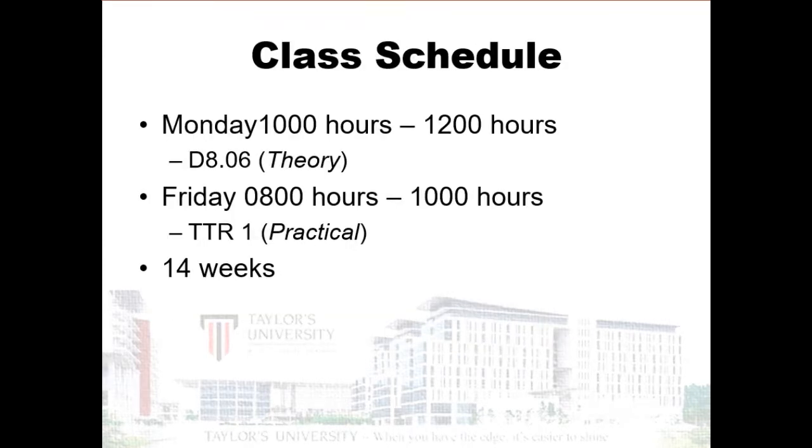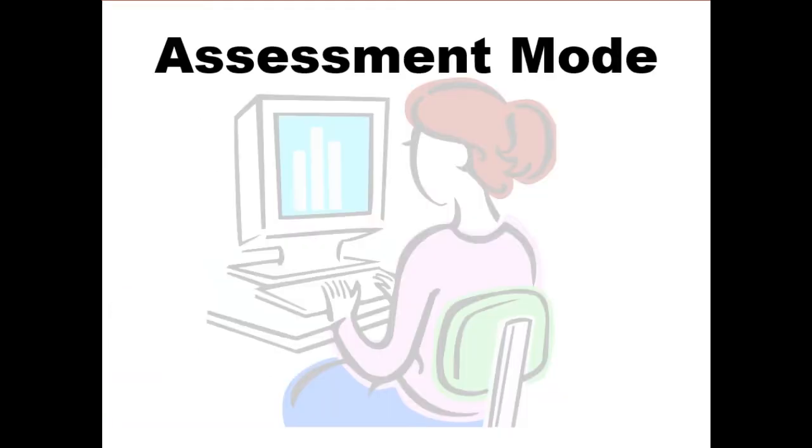And our class schedule, I think all of you are aware, we have two classes per week. The first class will be on Monday, which is for theory class, and Friday will be for practical class, where you will be using the Galileo Travelport system. So in total there are 14 weeks.